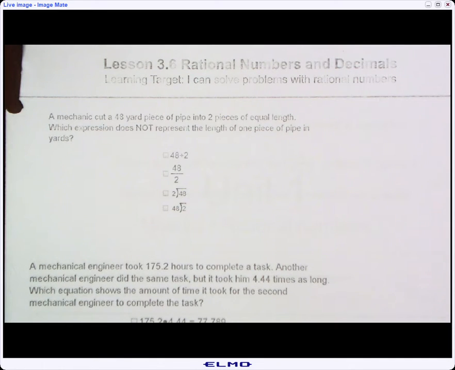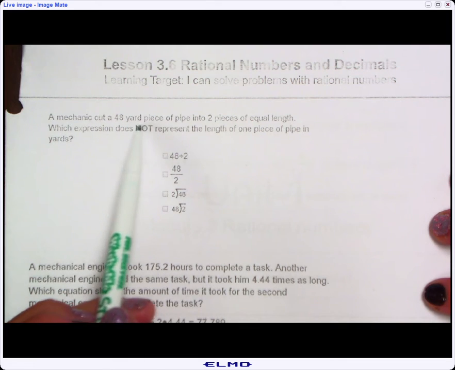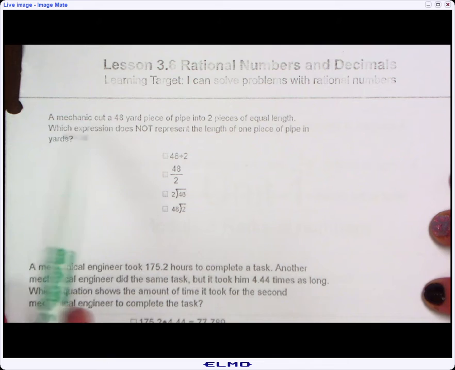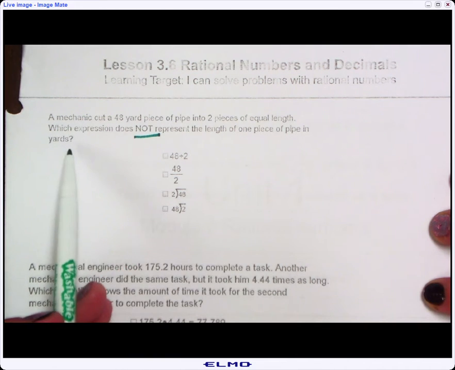Today we're going to talk about lesson 3.6, rational numbers and decimals. And that just means that we'll be doing word problems that have fractions and decimals in them. So the first one: a mechanic cuts a 48-yard piece of pipe into two pieces of equal length. Which expression does not represent the length of one piece of pipe in yards?